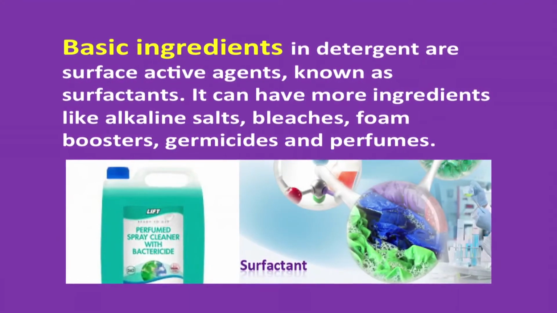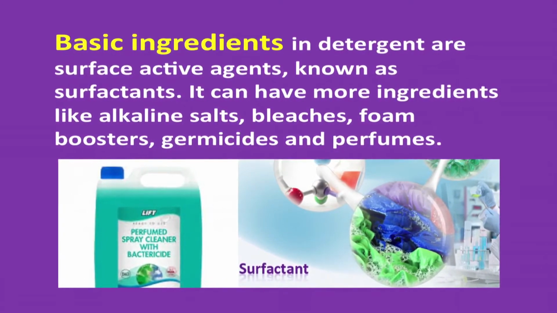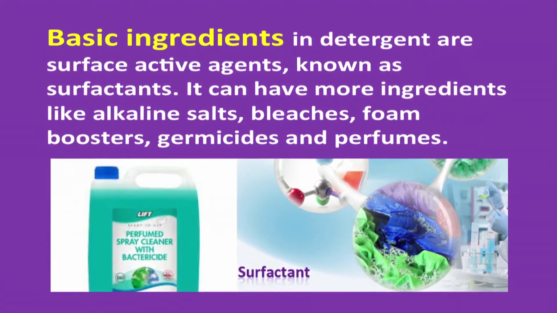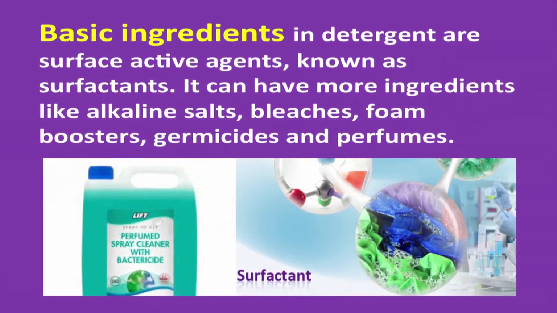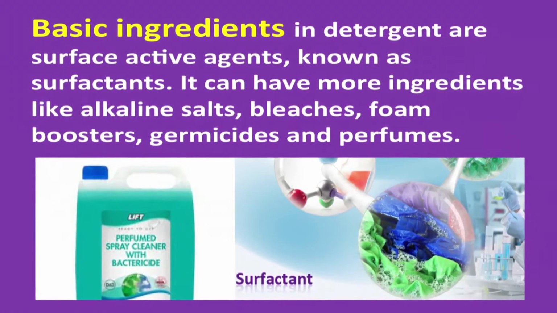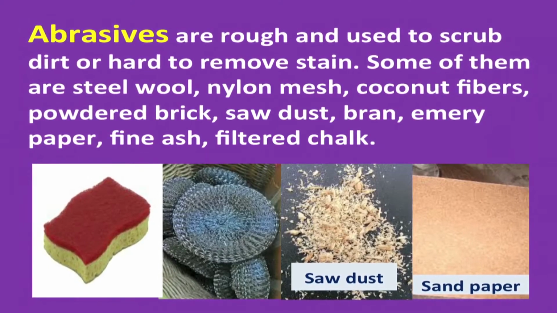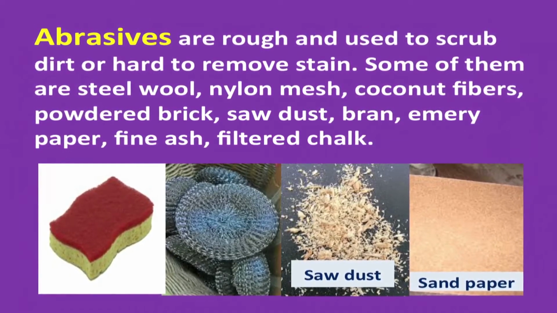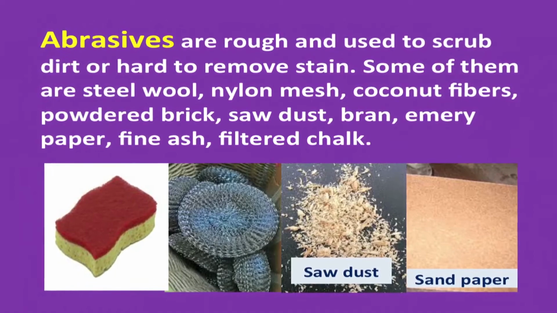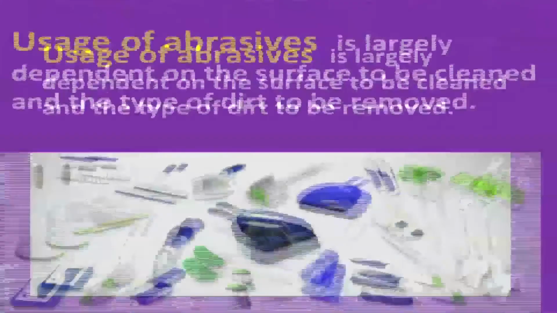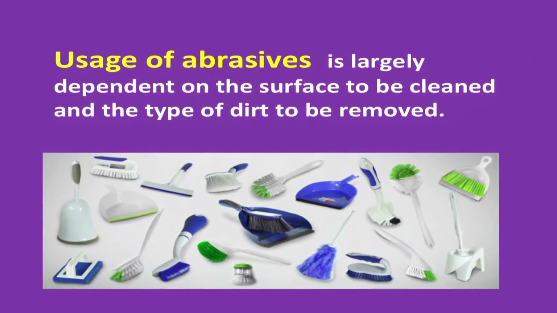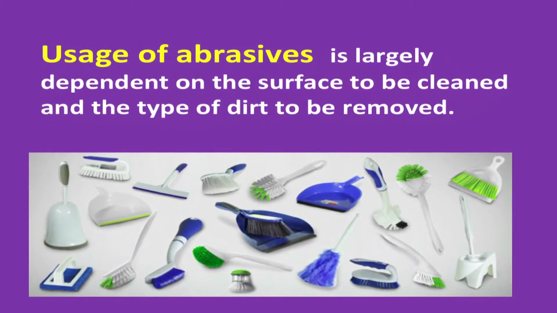The basic ingredients in a detergent are surface active agents known as surfactants. It can have more ingredients like alkaline salts, bleaches, foam boosters, germicides and perfumes. Abrasives are sand, finely powdered brick, sawdust, wheat bran, emery paper, fine ash, filtered chalk, etc. Besides these, steel wool, nylon mesh, coconut fibers are also used to scrub dirt. Their use depends on the surface to be cleaned and the type of dirt to be removed.